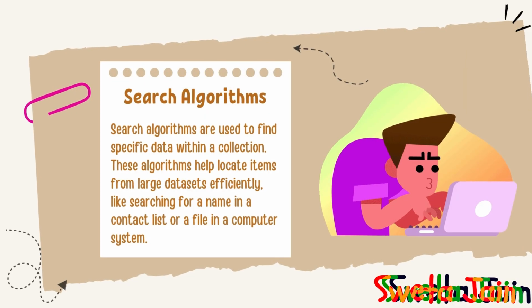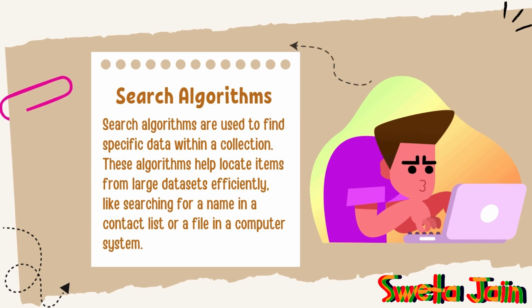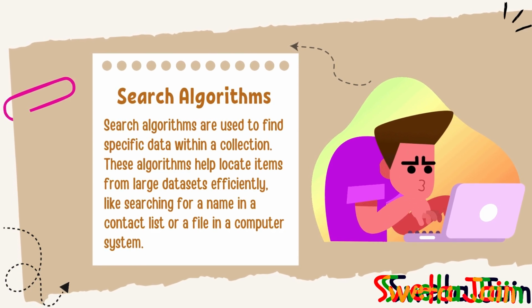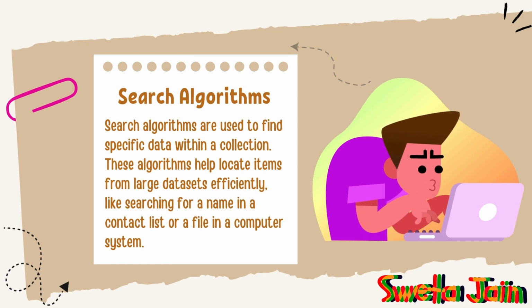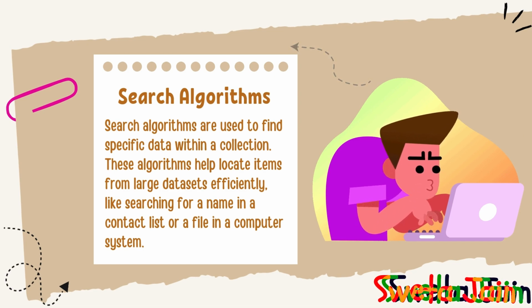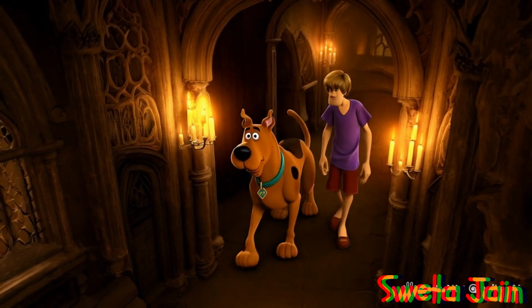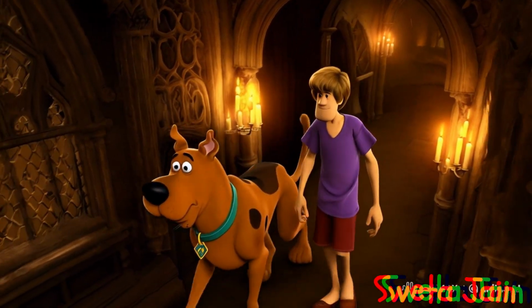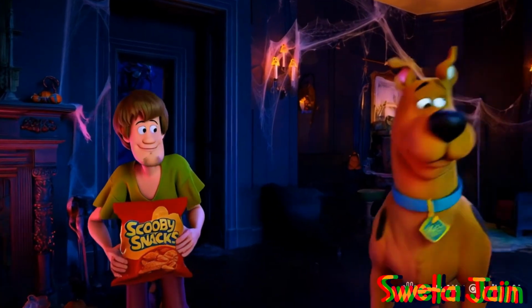Search algorithms. Search algorithms are used to find specific data within a collection. These algorithms help locate items from large datasets efficiently, like searching for a name in a contact list or a file in a computer system. Example: think of Scooby-Doo and Shaggy looking for Scooby snacks. They check one place at a time, searching room by room until they finally find the hidden snacks.